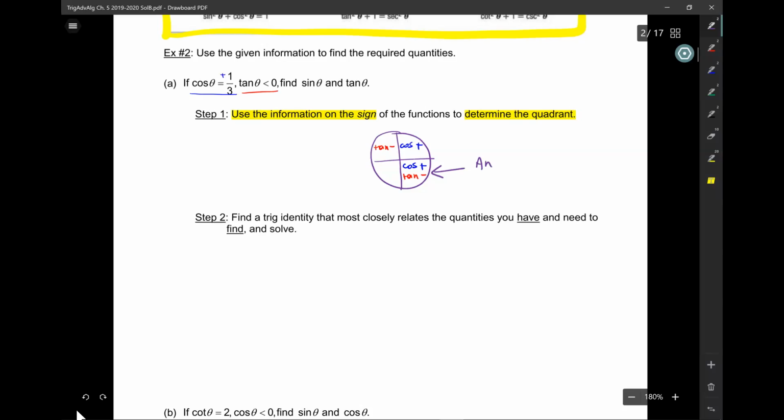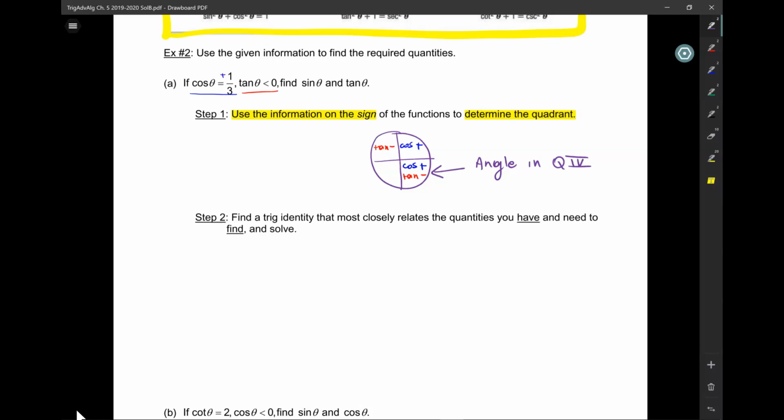Quadrant 4. The angle is in quadrant 4. Now, what does that mean? That means when I find what I'm looking for later on, I'm going to make sure that they are either positive or negative depending on the quadrant. So for instance, now that my angle is in quadrant 4, if I find sine of theta, should that be positive or negative? In quadrant 4, negative. If I find tangent of theta, it should be negative. That's what it's used for. So now both of the ones we're finding are going to be negative.